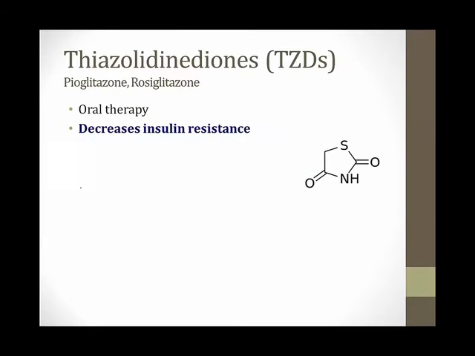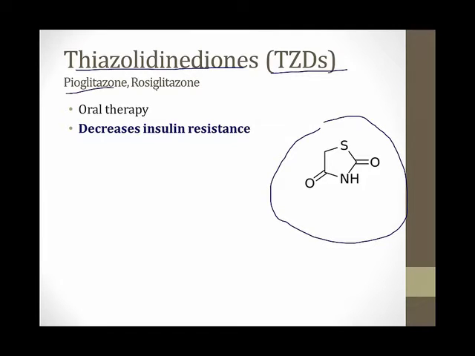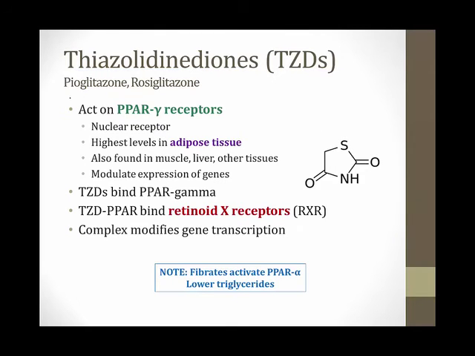Moving on, our next class of drugs are the thiazolidinediones, and that's very hard to say, so most people just call them the TZDs. This is their chemical structure shown on the screen here. These drugs all end in glitazone, like pioglitazone and rosiglitazone. They are oral drugs, and they decrease insulin resistance so that whatever insulin function is remaining has more effect on the body. TZDs bind to receptors called PPAR gamma receptors.